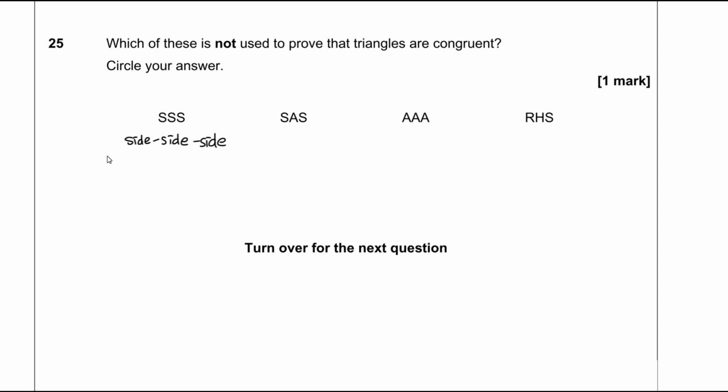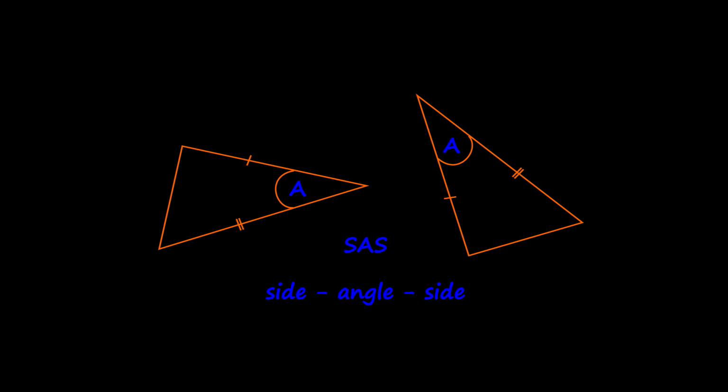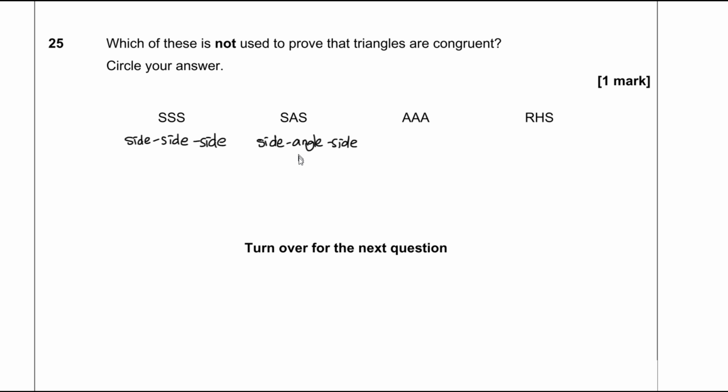What about SAS? SAS stands for side, angle, and then side. The SAS rule states that if two sides and the included angle of one triangle are equal to those of another triangle, then the triangles are congruent. So SAS is again one of the methods we use to prove that triangles are congruent. SSS and SAS. Now what about AAA? It looks like angle, angle, and angle. But there is no such method to prove the congruency of triangles.